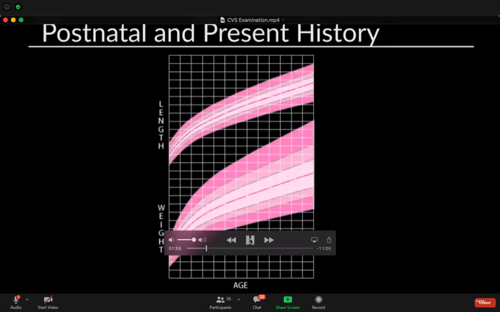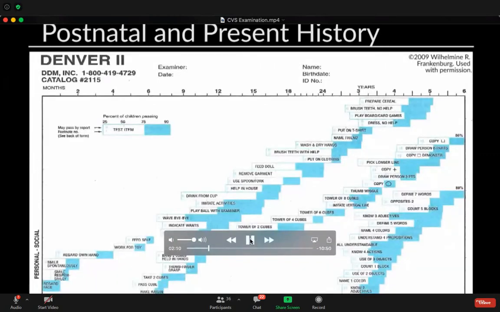The postnatal and present history is our next category. Most importantly for infants and young children is, are they growing along their growth curve? And if they're not growing along their growth curve, have they at least continued to consistently gain weight, or have they been losing weight? Are they meeting their developmental milestones?